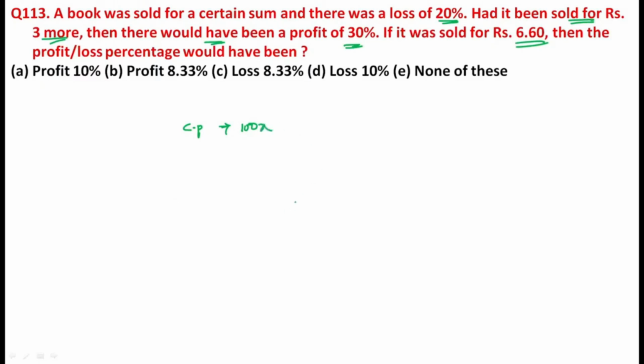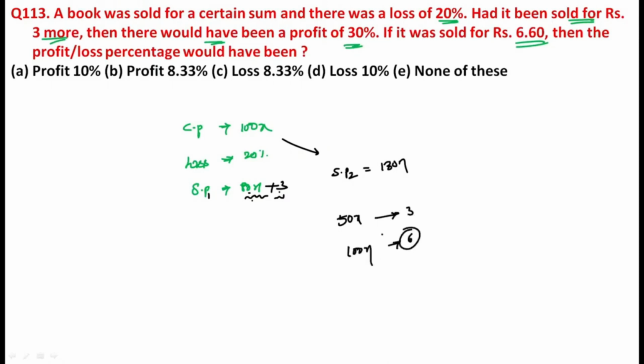Now I just consider the cost price to be 100x, for example. So there is a loss of 20%, so definitely the selling price is equal to 80x. After that, the price is increased by 3 rupees more. Now they get a profit of 30%. What is the selling price here? The selling price is 80x plus 3, increased by 3 rupees. Now they get 30% profit, so it becomes 130x. Now just find the difference here: 80x plus 3 and 130x, so 50x is the difference. 50x is equal to 3 rupees. Now 100x is equal to 6. Now you can get that the cost price of the article is 6.